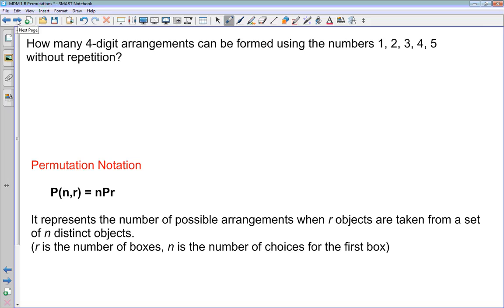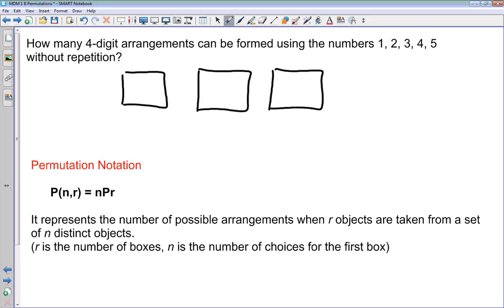So we can do this using letters. We could do a similar kind of question using numbers. How many four-digit arrangements can be formed using the numbers 1, 2, 3, 4, 5 without repetition? Again, it's a four-digit arrangement, so we're going to have four boxes representing the four digits in our number. The fundamental counting principle tells us we want to multiply the number of possibilities in each one. We usually start in the first place, but it really doesn't matter where we start.